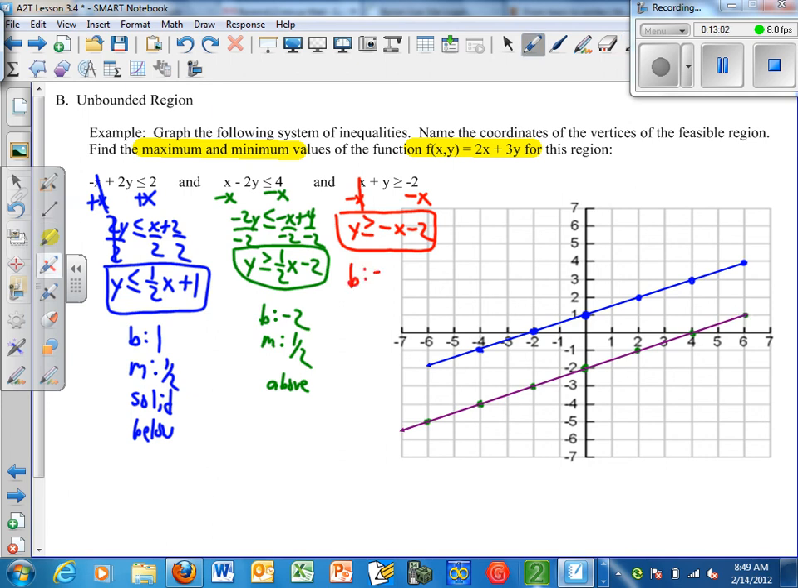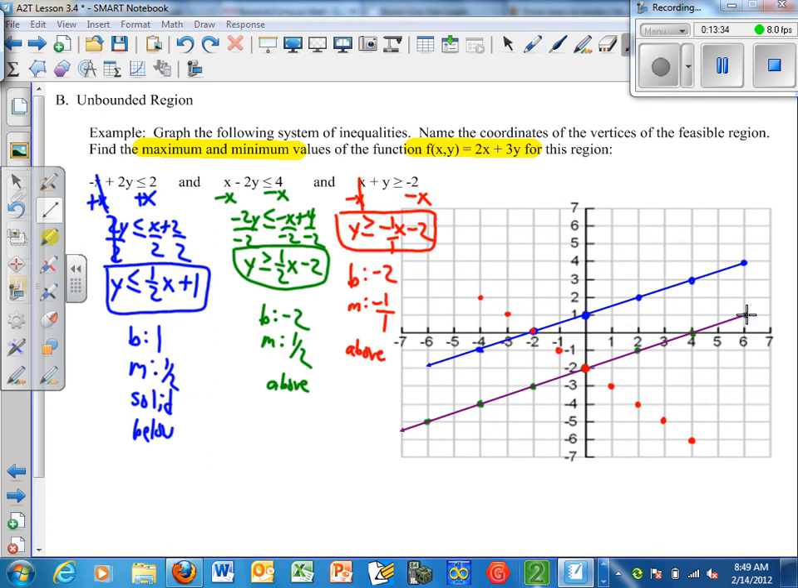The y-intercept is negative 2. There's a negative 1 in front of x, so my slope is negative 1 over 1. Again, this is negative 1 over 1. And we are going to shade above. So if I plot this, negative 2 is my y-intercept, same y-intercept as this line. Down 1, right 1 would be here. Down 1, right 1. I'll repeat that a few times going that way. If I went the other way, it'd be up 1, left 1. Up 1, left 1. Okay, so it's going to go like that.